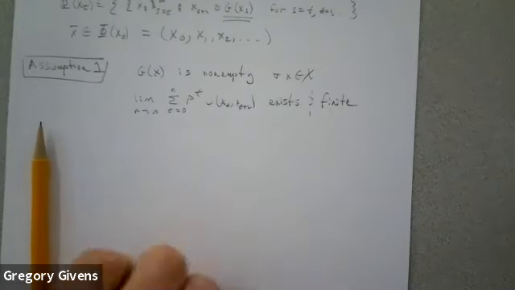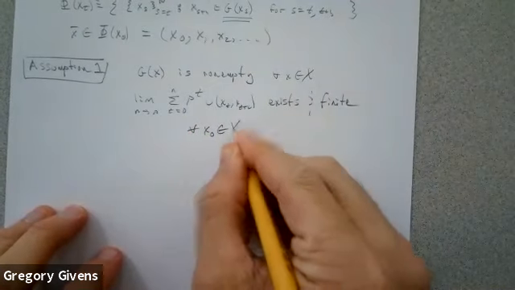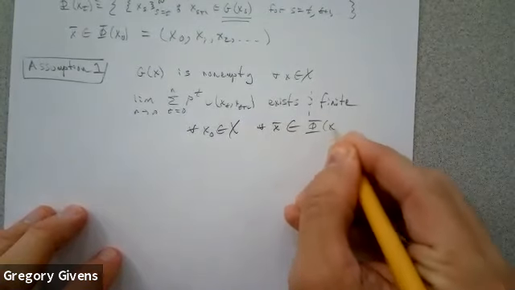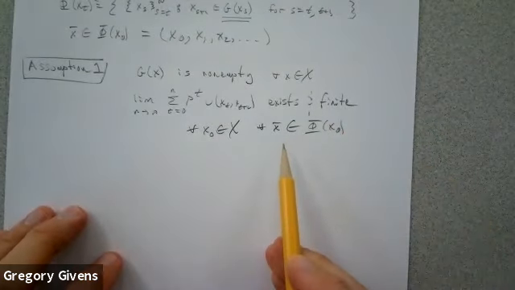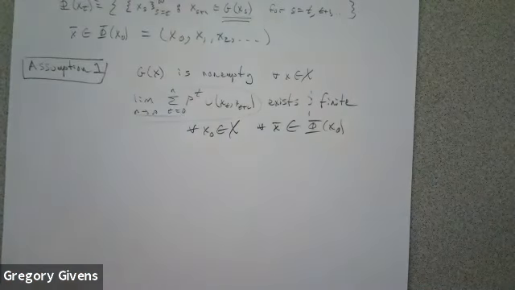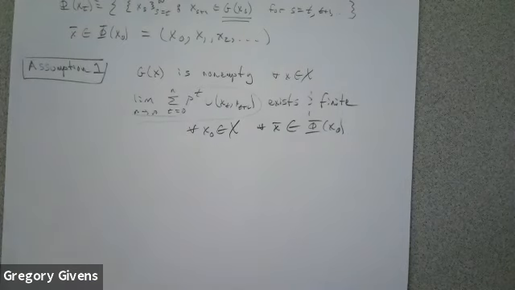Now let me be careful about this. This is for all initial x and for all x bar in phi of x. That is, for any feasible sequence of x, this thing has to exist and be finite. Not just the optimal sequence, but any feasible sequence that the planner could choose. This thing here has to be finite. Okay, questions about that?